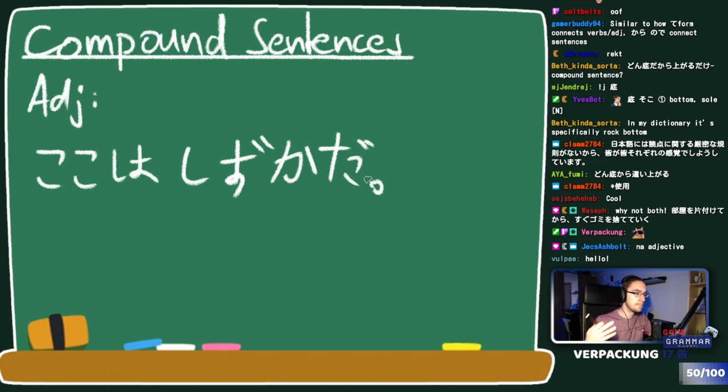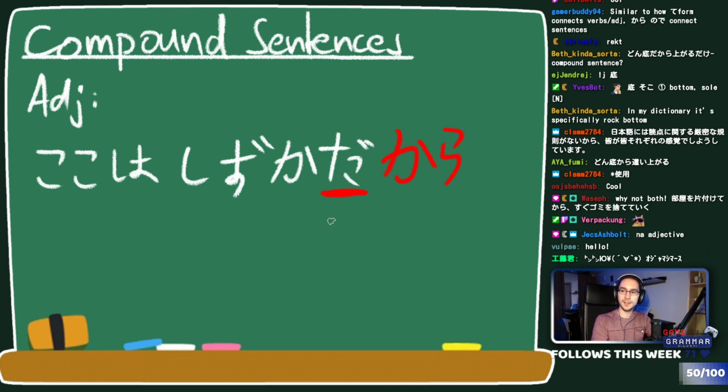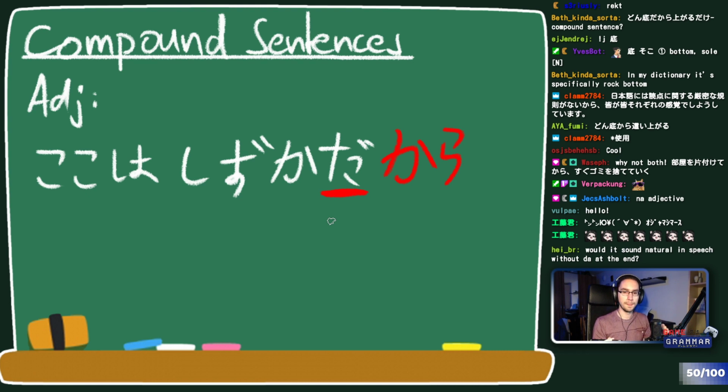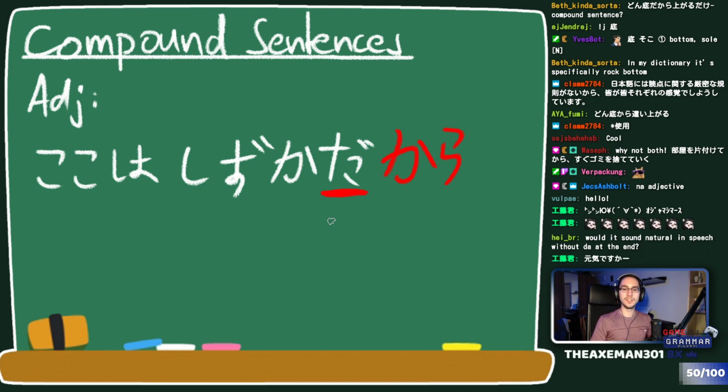We want to say because. And this is, once again, the da basically comes in here because we need it to be here before we can add kara. 静かだから. Okay, that would be the difference, right? We wouldn't say うるさいだから because, remember, I told you this in the adjective episode: would it sound natural in speech without the da at the end? Yes, but not if you add kara. If you decide to add kara, you would have to have the da.